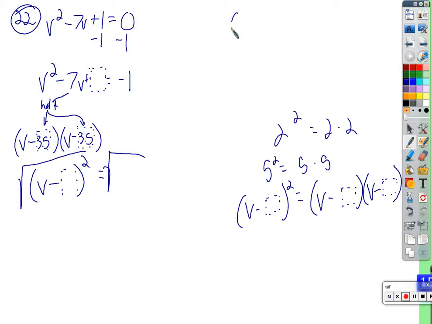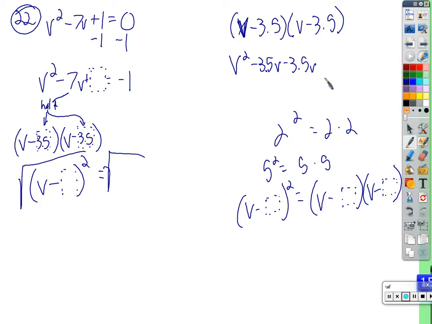Okay, why is it half? Because of this. Because we wanted to factor out like this. This would be our dream scenario if we could factor it out like that. Because then we can take the square root. And why is it 3.5? Because when we multiply these factors back out, we get v squared minus 3.5v minus 3.5v. Okay, and then we'll get a number here. 3.5v plus negative 3.5v is negative 7v, which it needs to be, because of course, it would need to multiply back out to the polynomial we were given.